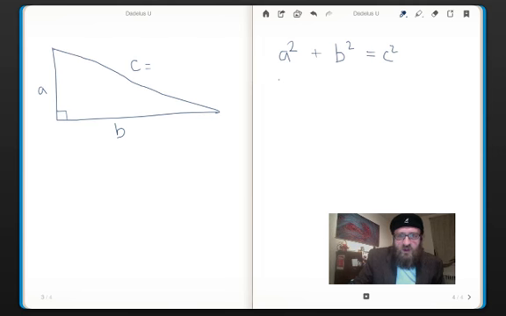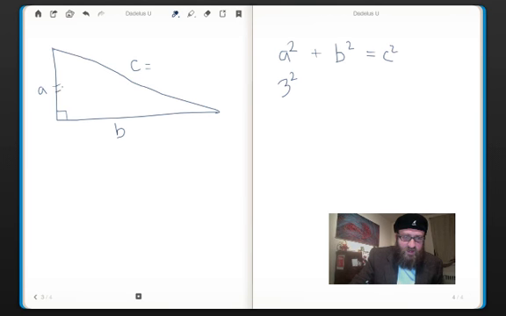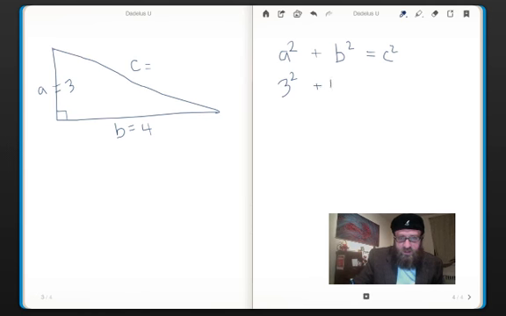The most frequently occurring Pythagorean triplet is 3 for the first leg. That means A is going to equal 3. 4 for the second leg. So B in our equation is going to equal 4. And, well, what does that give us for C? That's the question. Let's solve it.